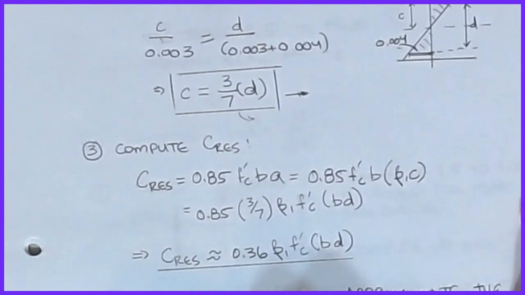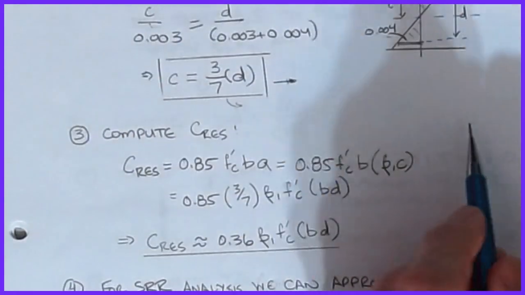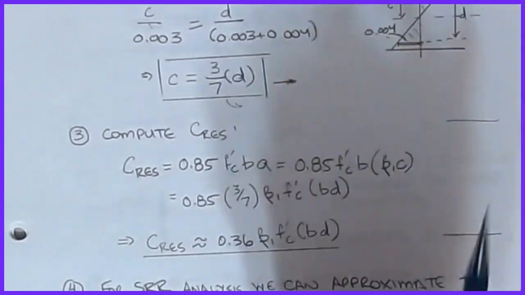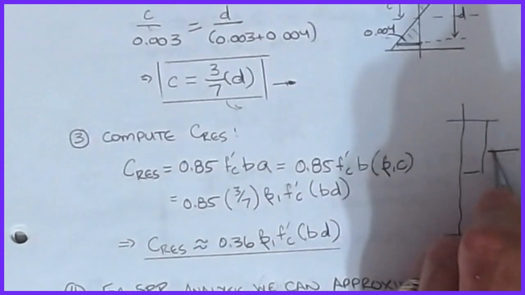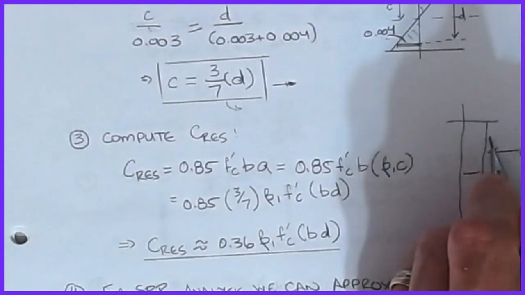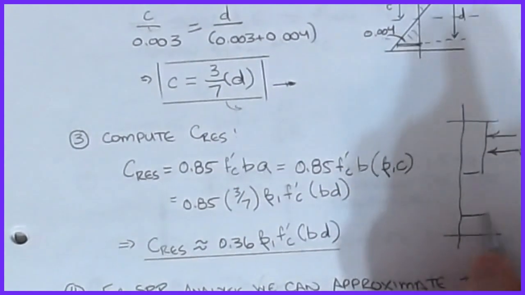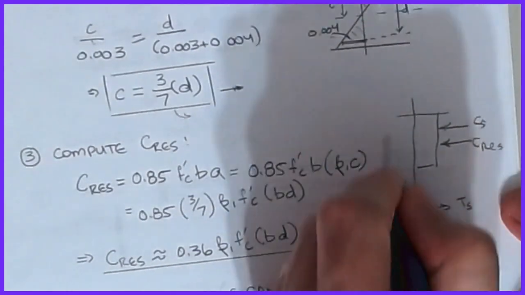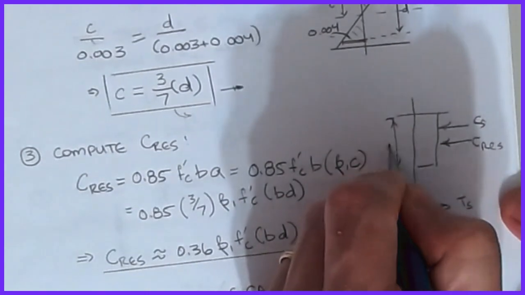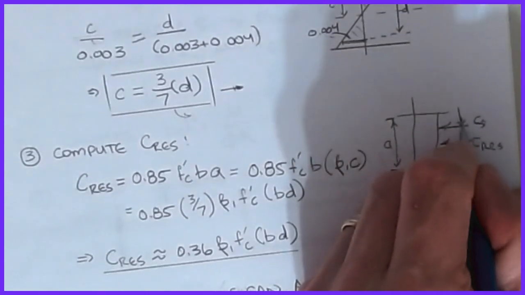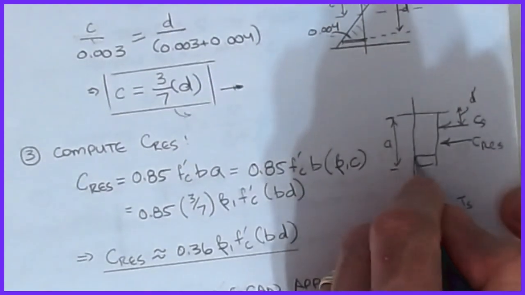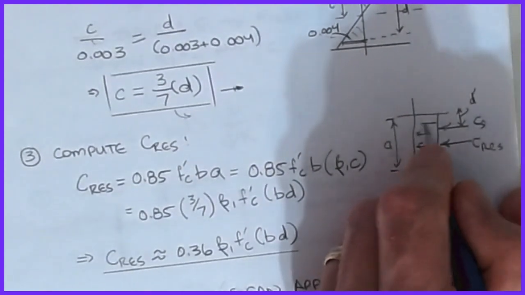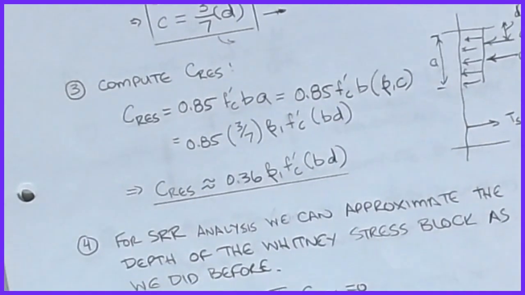Okay, so our C-res, if you remember, we're looking at a diagram that's going to look something like the following: you've got a C-res, we're going to have a CS, and then we're going to have a TS here. And again, this dimension will be A, and this dimension here is D prime, and then D down to the other one. If you don't remember all this, go back and take a look at the video right before this one, and we'll help refresh your memory.